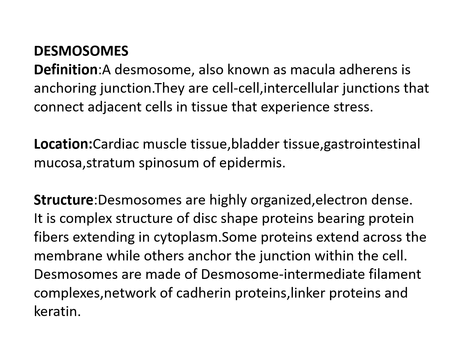Structurally, these desmosomes are highly organized and they are electron-dense structures. In the desmosomes, the inner aspect of the plasma membrane of adjacent cells has disc-shaped proteins bearing protein fibers known as keratin or intermediate fibers, which extend into the cytoplasm, and they are connected with the cytoskeleton of the cell. Desmosomes are made up of intermediate filament complexes, then a network of cadherin protein, linker protein and keratin.